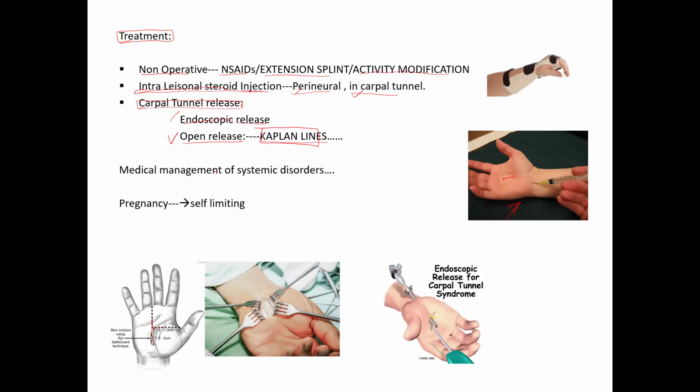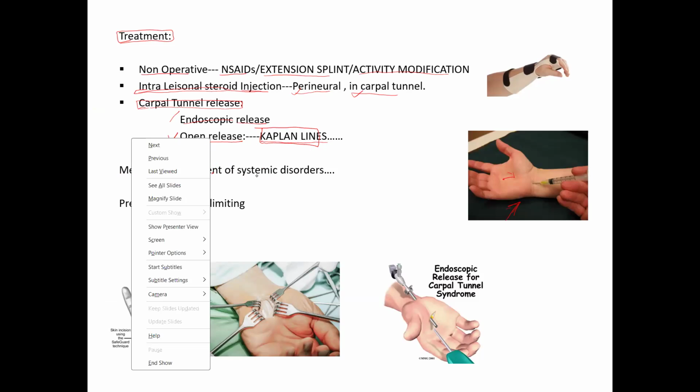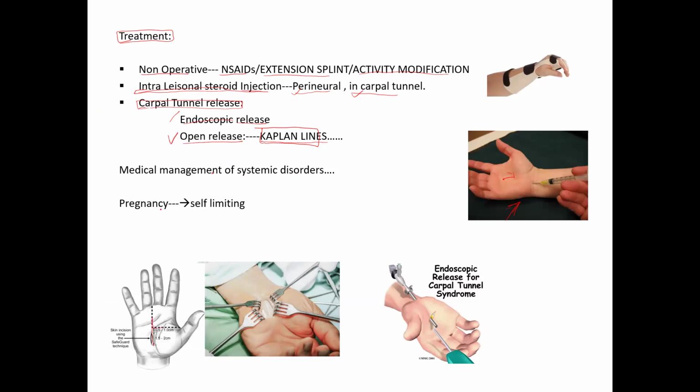If the patient has diabetes, acromegaly, hypothyroidism or any other systemic disorder, we need to manage the systemic disorder by giving medications pertaining to the disease. And if the patient is pregnant, you are not supposed to do surgery because it is self-limiting. After the delivery, over a period of time, the fluid in the body goes off. Till then, you can just give an extension splint to the patient and proper counseling.